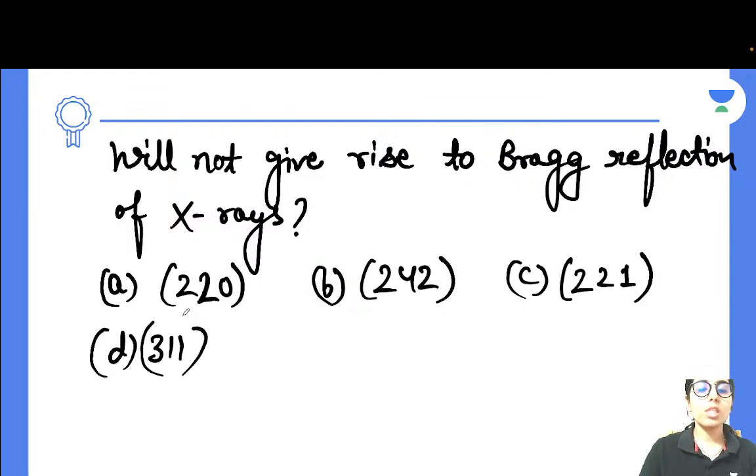So basically, option A is showing you 2 2 0, which is all even. We can consider 2 4 2 all even. 2 2 1 is a mixture of even and odd, which means we can't observe the Bragg reflection for option C. And in option D, it's completely odd numbers. So option C is the correct one because they are saying will not give rise to Bragg reflection, right? So that's what you have to consider.